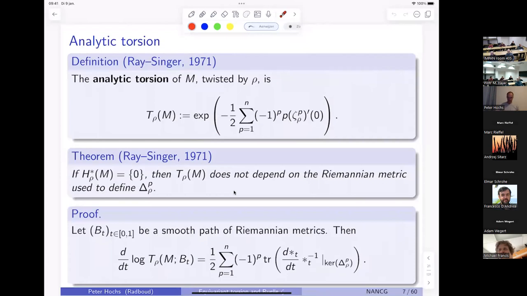What they did is take a smooth path of Riemannian metrics. For every one of those metrics you have this Laplacian and this notion of torsion. Take the derivative of the log of that, and then do a computation. It turns out to equal some combination of traces of operators which act on the kernel of the Laplacian. Here Hodge star sub t means the Hodge star for the Riemannian metric associated with time t. So if this kernel is zero, then we just get zero. I'm showing this to indicate that it's a subtle argument, not just an abstract homotopy. In any case, if this primary invariant vanishes, then the secondary invariant is really an invariant. This was the goal.